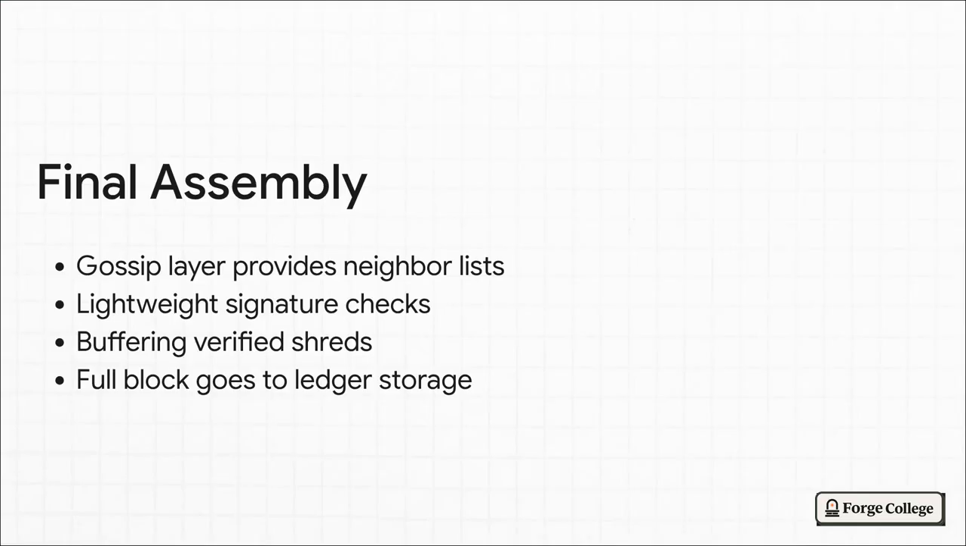Finally, Section 5, Assembly and Final Thoughts, putting the finished product together. Guided by the gossip layer, which is essentially the network's dynamic, real-time address book, nodes always know exactly who they're talking to. As these shreds arrive, the nodes are running incredibly lightweight signature checks on the fly. They buffer these verified shreds in write-ahead storage, and once every piece of the puzzle is finally accounted for, bam, the pristine, reassembled block is bundled up and formally handed over to the ledger storage and the validation pipeline.